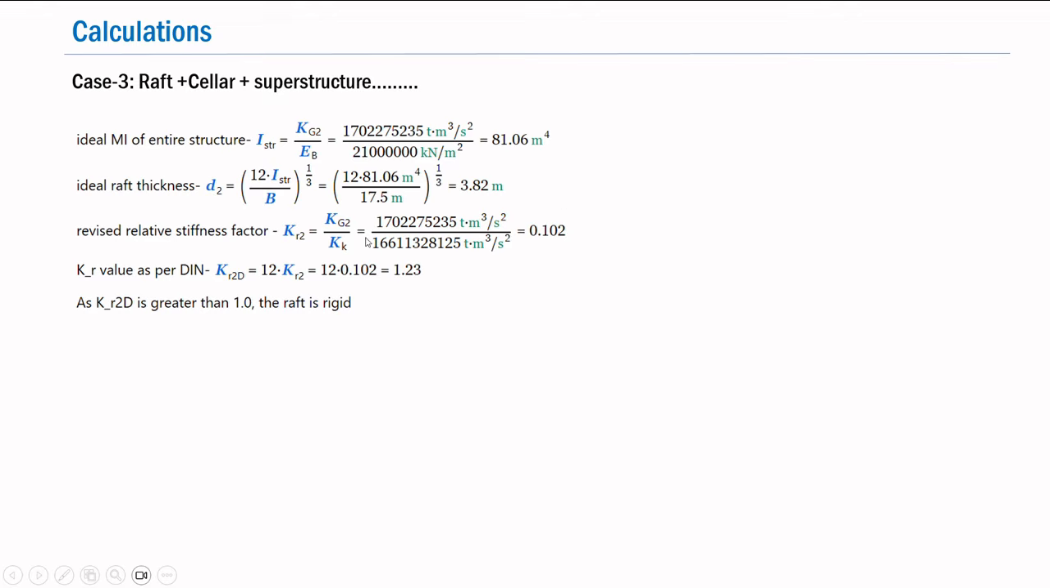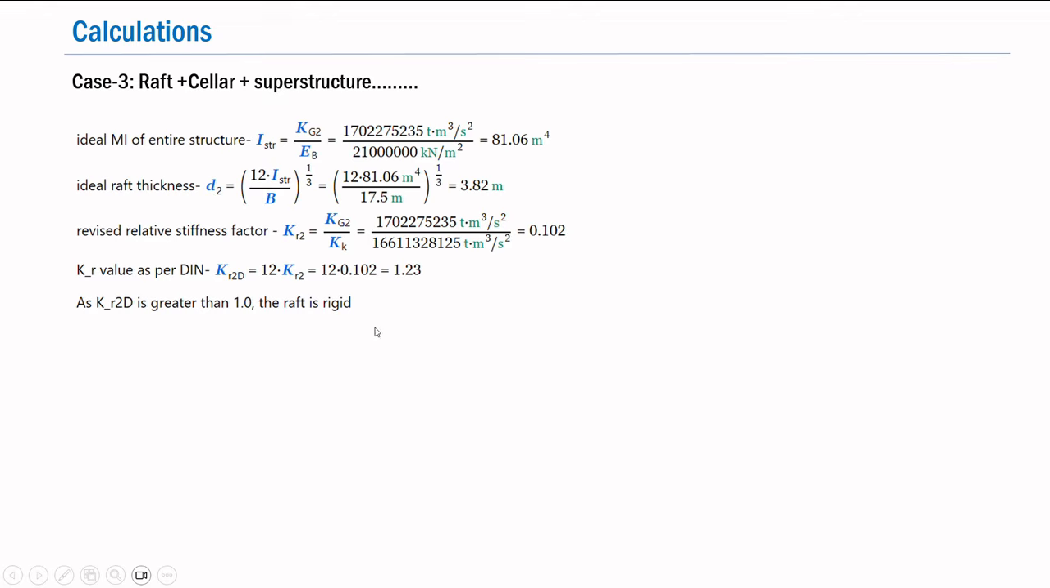So having obtained the overall flexural rigidity KG2, we can proceed for the calculation of the revised relative stiffness factor Kr2 as KG2 divided by Kk, that's equal to 0.102. Obviously the Kr value for the DIN will be 12 times this value, that works out to be 1.23. So if we go to the classification limits as per DIN, we find that this raft as per the calculation would be rigid.